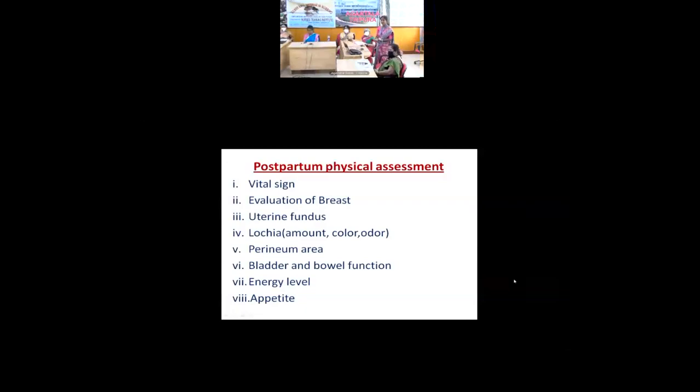Whether uterine fundus involution is taking place or not, we have to check. Lochia: its amount, color and odor, we have to assess. Then the perineum area: whether there is edema or bleeding, or any sign of infection, we have to assess. Then bladder and bowel function, energy level of the mother, appetite of the mother.